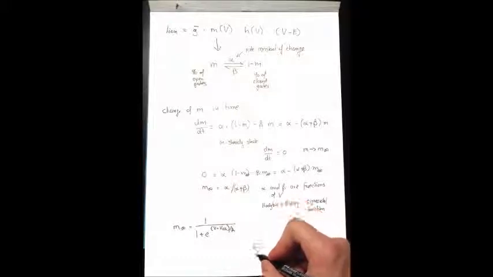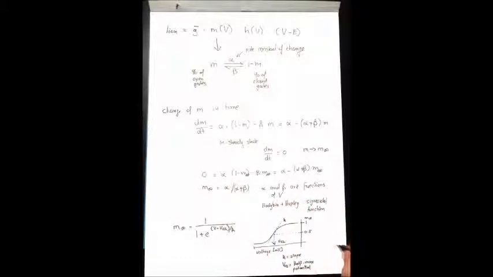This is the shape that we get when we plot this function. We see the sigmoidal change of M infinite over the membrane voltage. V 1/2 is also called the half maximal potential. At this membrane potential, M infinite becomes 0.5. In other words, at this membrane potential, 50% of all M gates are open.